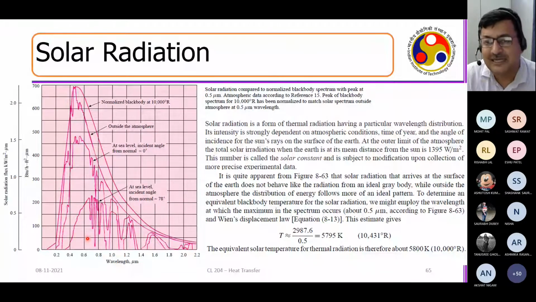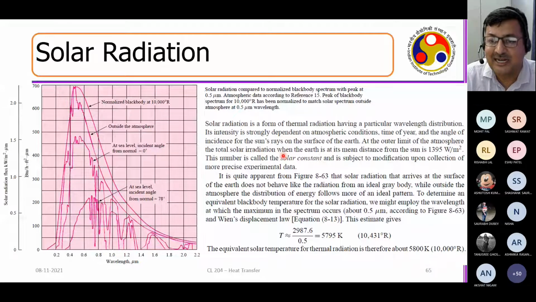So 2 points to really understand: at the outer limit of the atmosphere, the total solar irradiation when the Earth is at its mean distance from the sun is about 1395 watt per meter square. This is one very important parameter, the total solar irradiation. What is irradiation? You have 2 parameters, no? So G, you are talking about G here. This number is called the solar constant and is subject to modification upon collection of more precise experimental data. This is the constant amount of energy that you are receiving from the solar atmosphere.